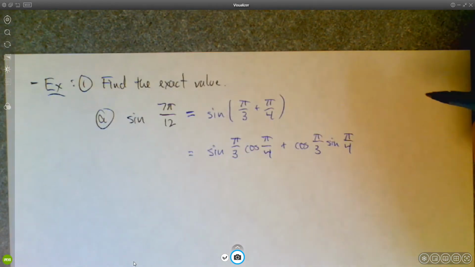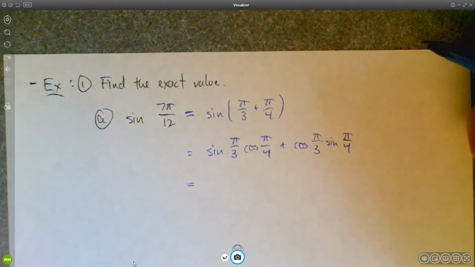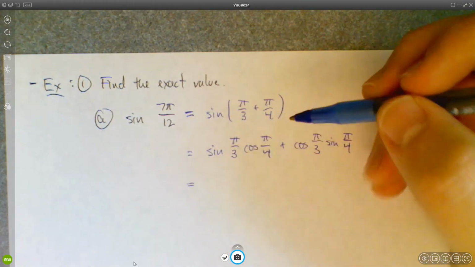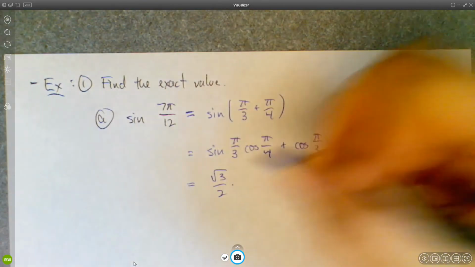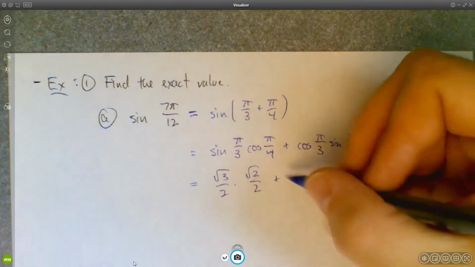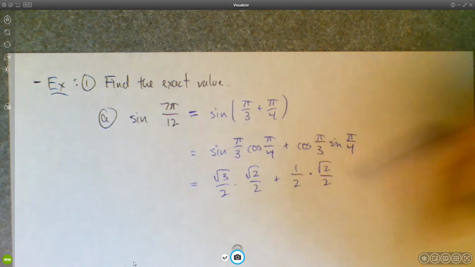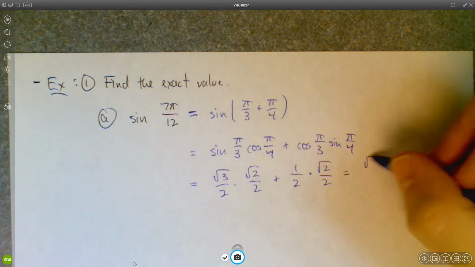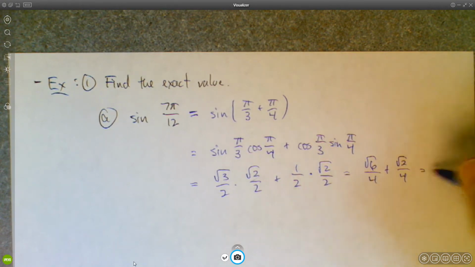Okay? And then the rest of this we can do in our heads, right? Sine pi over 3. So sine of pi over 3 is root 3 over 2. Cosine pi over 4 is root 2 over 2. Cosine pi over 3 is 1/2. And sine of pi over 4 is root 2 over 2. So this is root 6 over 4 plus root 2 over 4. We always end up with the same kinds of answers on these problems. But anyway, there's the exact value.